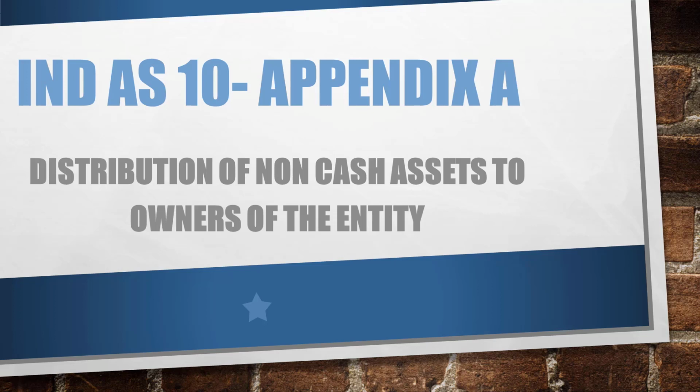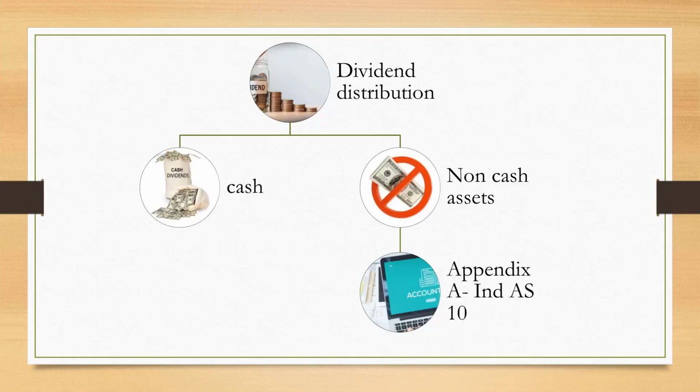So welcome you all to our today's discussion on IND AS 10 Appendix A, distribution of non-cash assets to the owners. Under Indian GAAP, there is no specific standard which deals with the distribution of non-cash assets to the owners. However, under IND AS, this aspect is dealt with under Appendix A to IND AS 10 on the subject distribution of non-cash assets to the owners.